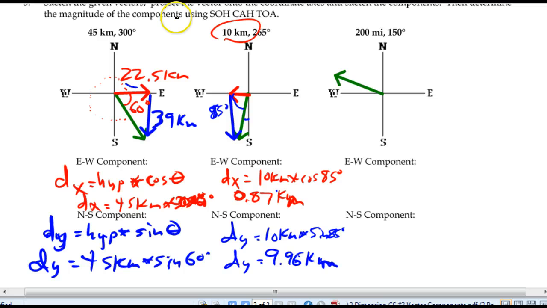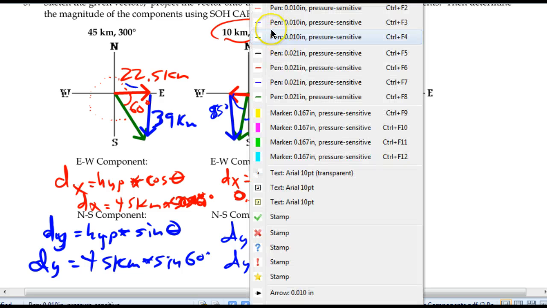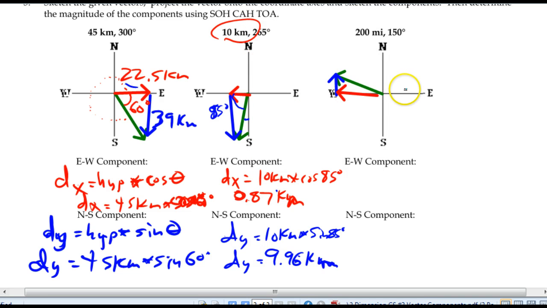Okay, on this next one, we're 200 miles, and our north-south component is a little bit north, and then our east-west component is west. Now it's 150 degrees around from here, because we're going CCW, counterclockwise from 0. That leaves this one to be 30 inside the triangle. So I'm going to use the 30.